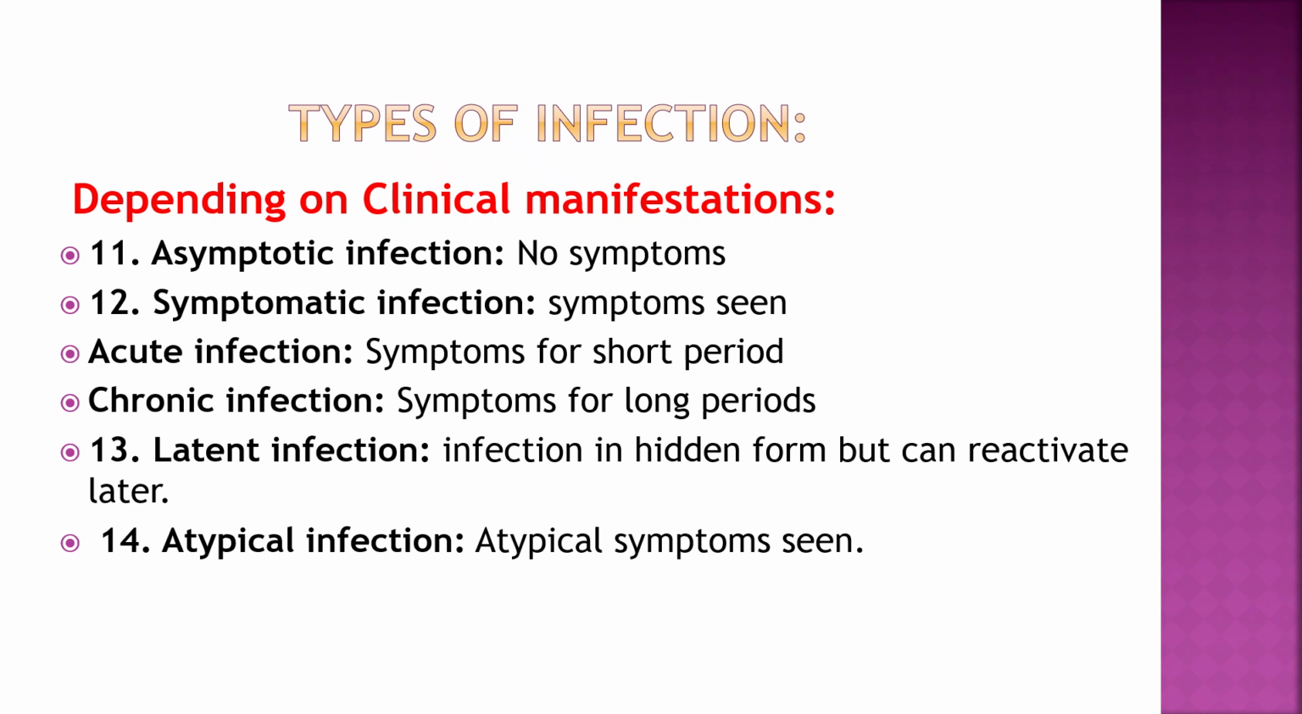Types of infections according to the clinical manifestations. They can be asymptomatic and symptomatic infection. Asymptomatic when no symptoms are seen, and symptomatic when symptoms are seen. It can be acute infection when the symptoms are seen for a short period, and chronic infection when symptoms are seen for a long period, that is more than 6 months of duration. Latent infection is when infection is in hidden form.